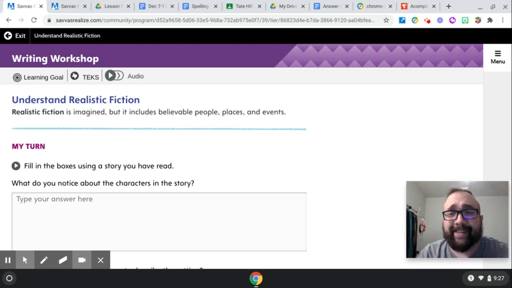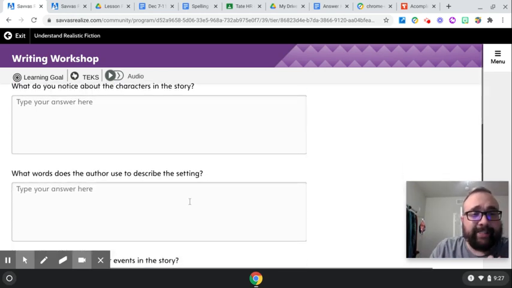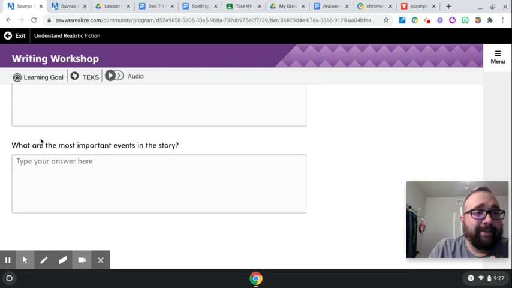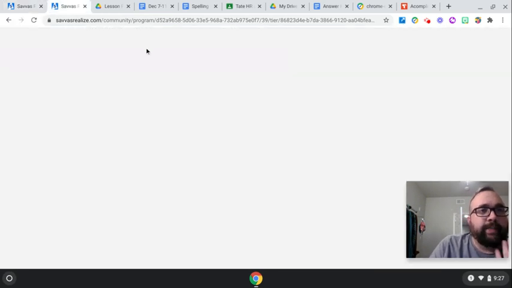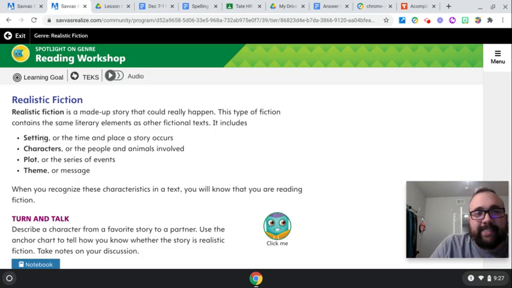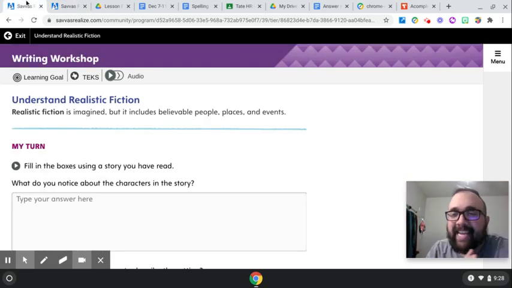Now, realistic fiction is still fiction, so it has the common fiction elements. You have characters, setting, plot or events, and you have... Hold on. Why is it not? Okay, there we go. So you have setting, characters, plot, and theme, or the message. That is going to be the same for almost any fiction, okay?